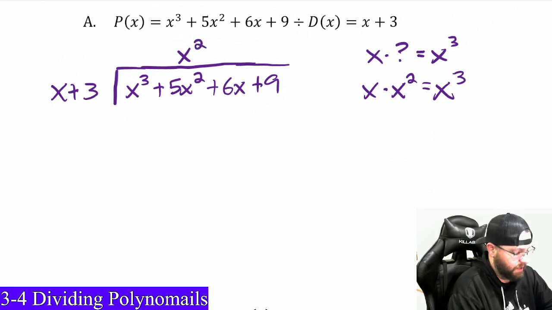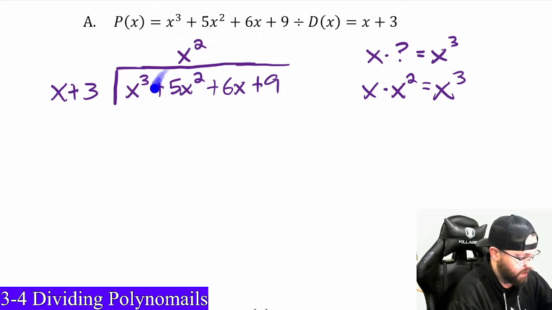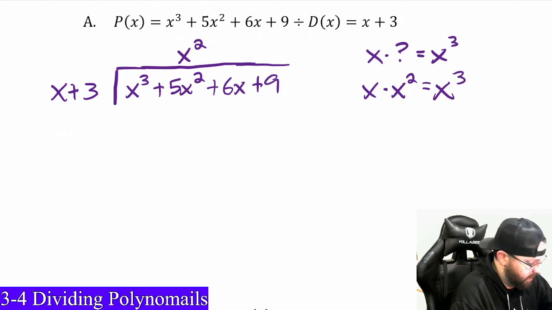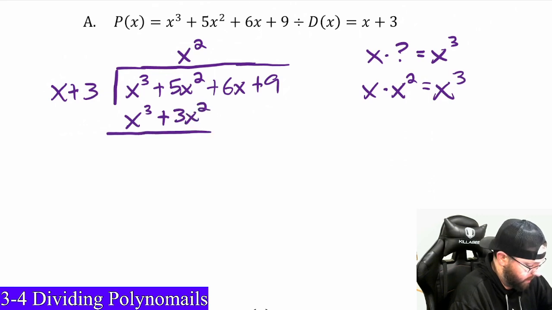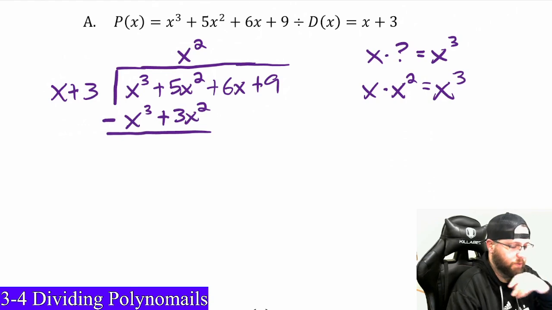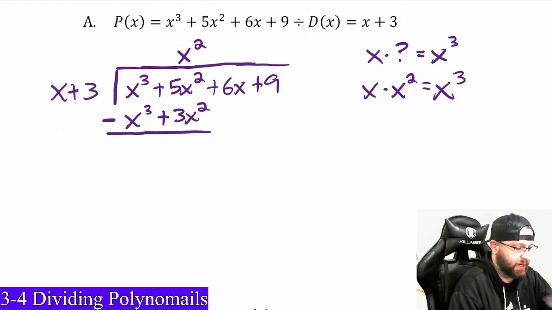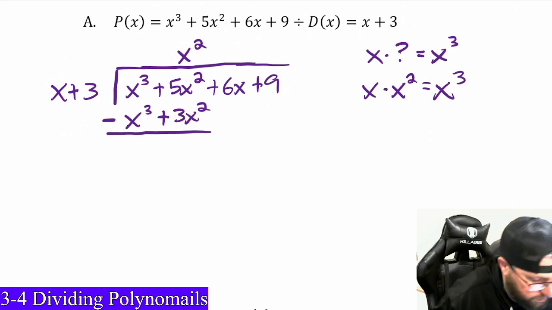And we're going to multiply the entire divisor by x squared. And we're going to put that below x to the third and this 5x squared. So we're going to get x squared times x, which is x to the third, and then x squared, we're going to take x squared times the 3 as well, and we're going to get a plus 3x squared. Okay, and we're going to subtract that, right? So step 3, we multiplied every term by the divisor, by the first term in the quotient.